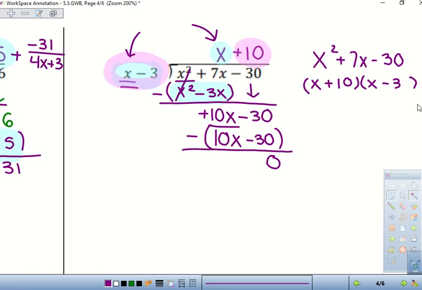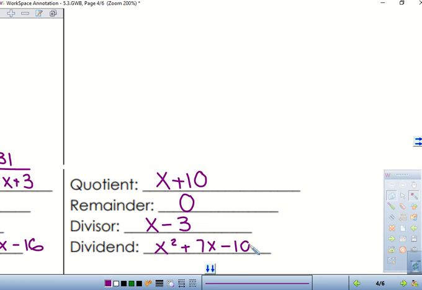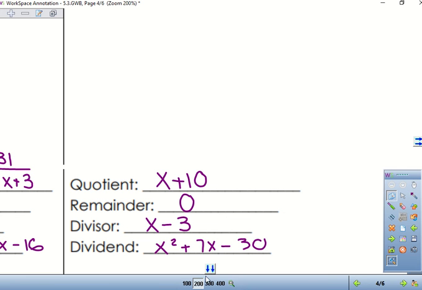So our final answer, our quotient, is x plus 10. Our remainder is 0. Our divisor is x minus 3. And our dividend is x squared plus 7x minus 30. I don't know why I wrote 10, but there we go, 30. So any questions about that one? Okay.